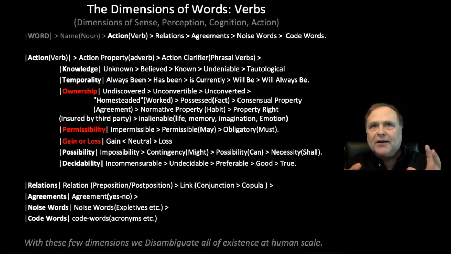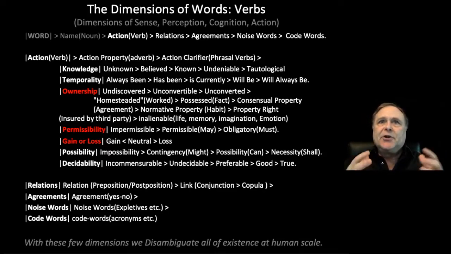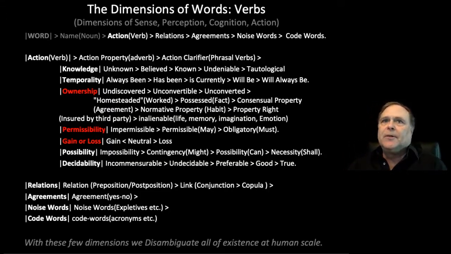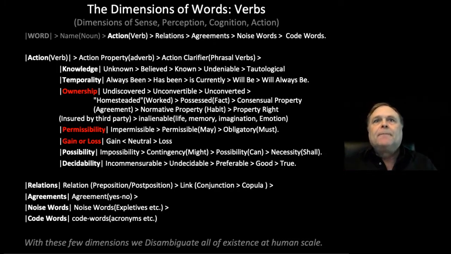Again, I'm going to call out, with red here, the ownership issues, which is: ownership is undiscovered, unconverted, converted, homesteaded, possessed, by consensual property, normal property, or property right, which is insured by a third party, or it's inalienable, or natural property, which means it's your life and your imagination, your emotions. Permissibility, regardless of who owns it, whether we are in action with this thing, is impermissible, permissible, or obligatory. Now, some rights are obligatory, and some obligations are obligatory, and some things are permissible and some are not. And then we have gain or loss. This is the measurement of a verb. It tells us whether we're gaining, it's a neutral transition, or a loss.